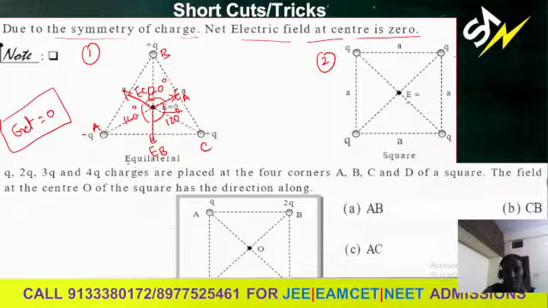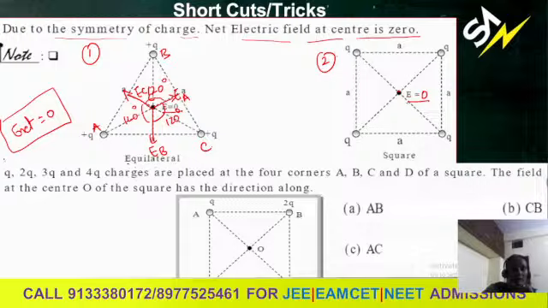Similarly, there is a square, with all equal charges at the corners. At the center, E net value will be 0, undoubtedly. So remember, due to the symmetry of charge, the net electric field at the center is 0.